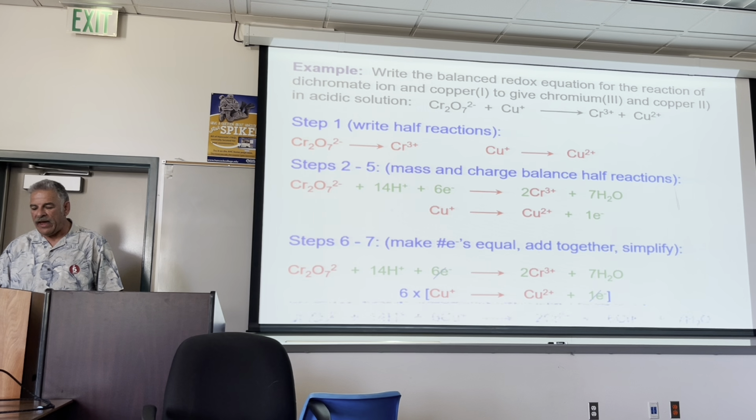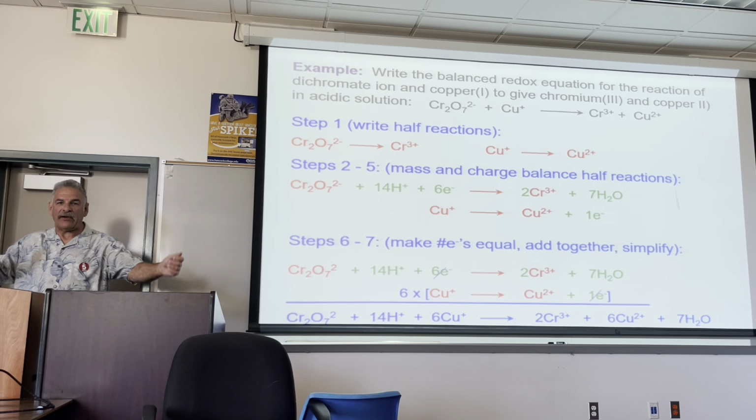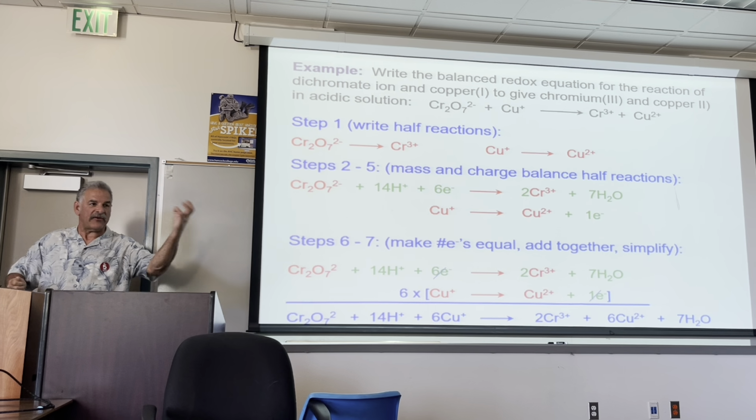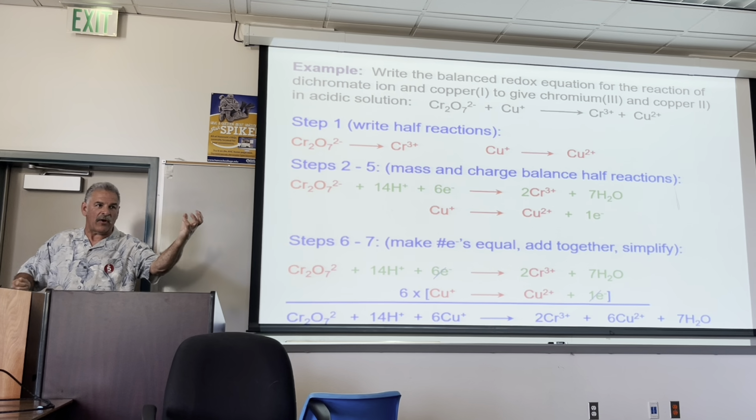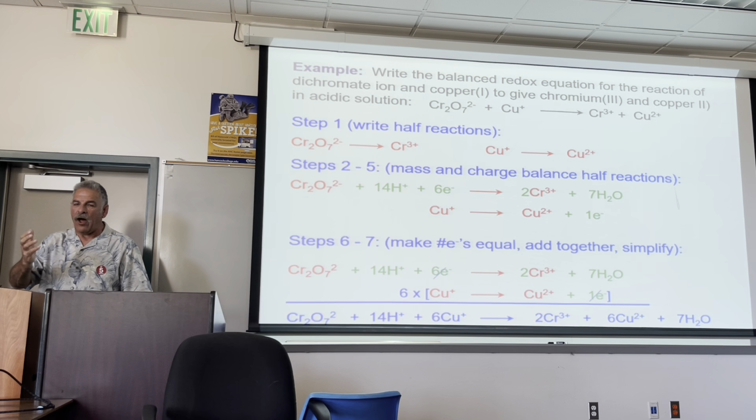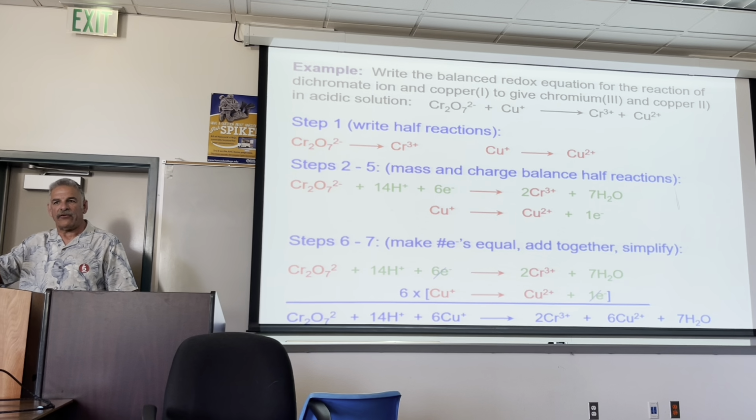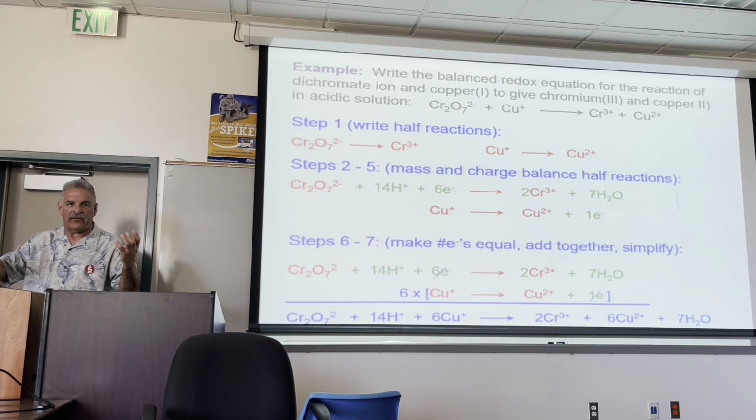And so when we do that and add it all together, now we have 6 Cu+, 6 Cu2+, so our electrons are balanced. We used 6 electrons to take chromium from 6 to 3. We lost 6 electrons to take copper from +1 to +2. 6 and 6.